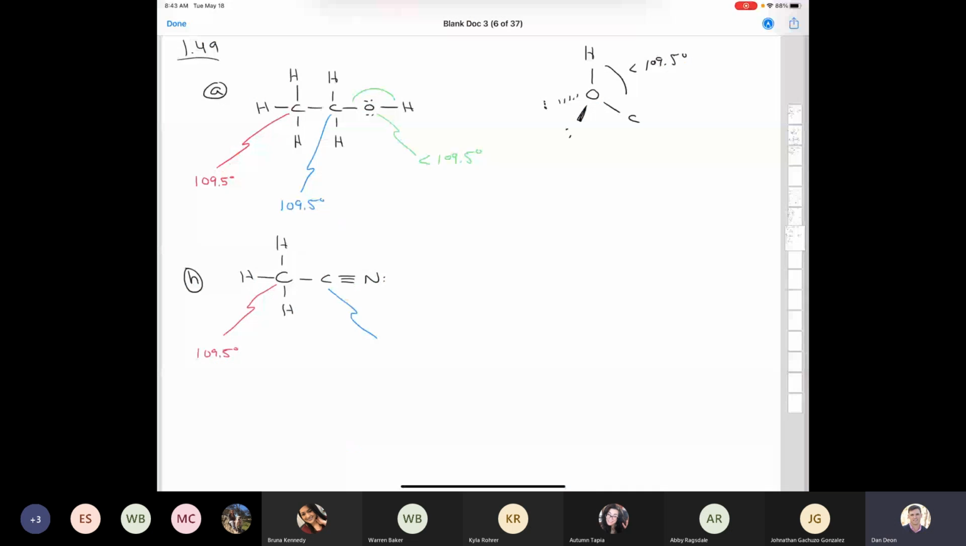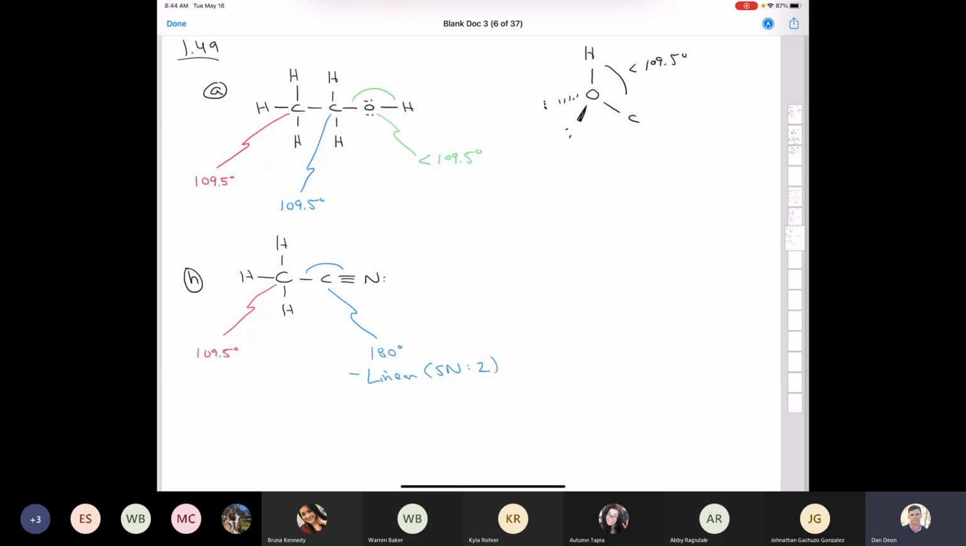Could anybody tell me what the bond angle around that carbon would be? The one that I have with the blue arrow pointing towards, the one with the triple bond. Yeah, it's going to be 180 degrees. Absolutely. Yes, it's going to be because its molecular geometry is linear, right? Because it's got a steric number of 2. It's got 2 sigma bonds and no lone pair, so therefore it is linear.